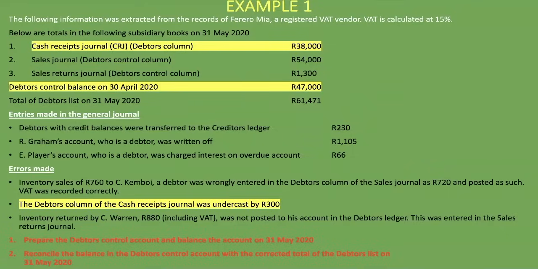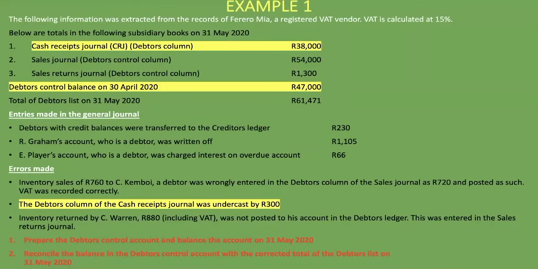Another thing that it will affect is our debtors list. Remember, we are reconciling both the debtors control account and the debtors list to see if they will be the same. And remember, that's requirement number 2, saying reconcile the balance in the debtors control account with the correct total of the debtors list on the 31st of May 2020. So if they mention a debtor, like here they have mentioned C. Kemboy, most likely it affects your debtors list as well.